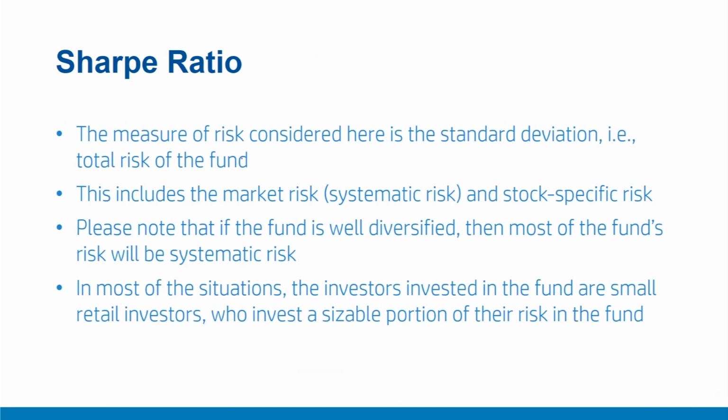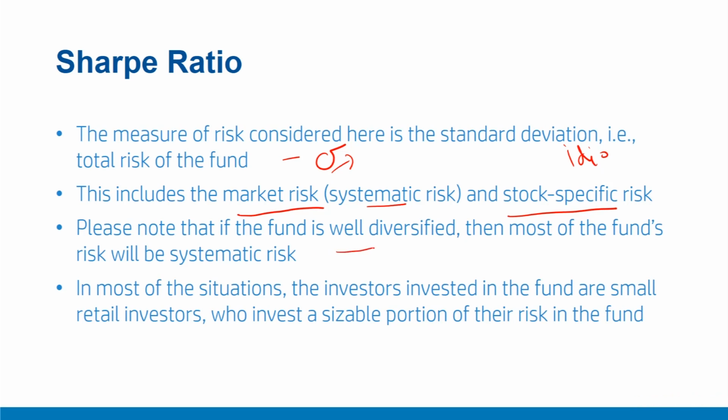There are some key points to note here. First, when we are talking about Sharpe ratio, the appropriate measure of risk that is considered here is sigma, standard deviation, which represents the total risk of the fund. The total risk of the fund or security includes market risk, which is systematic risk, and stock specific risk, which is idiosyncratic or diversifiable risk.